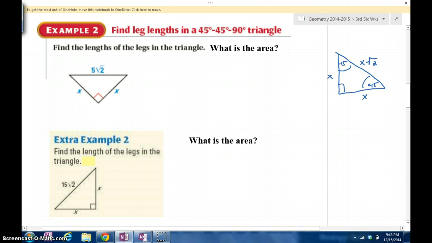Okay, so here we have a hypotenuse length of 5 square root 2. Now remember, this front number is your x, because the hypotenuse is square root 2 times longer than the side length. So in this case, x is 5, which makes this a simple solve because that's 5. It's just a number in front of the square root of 2.